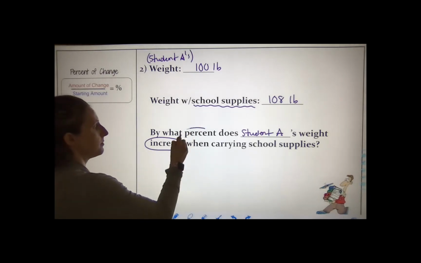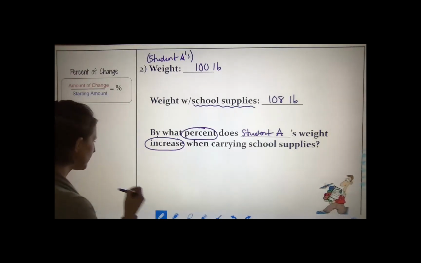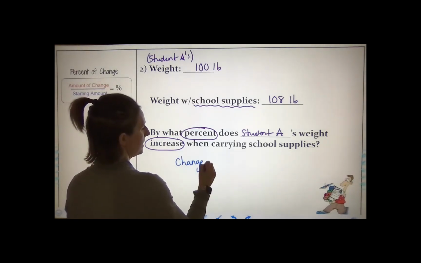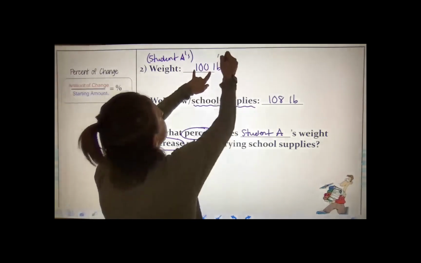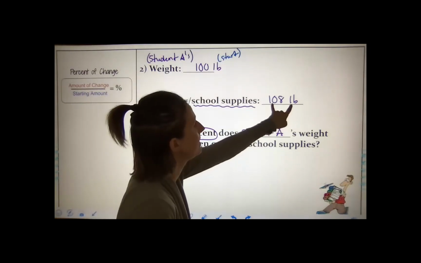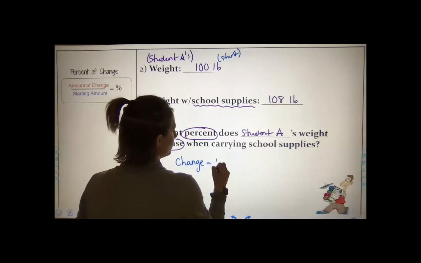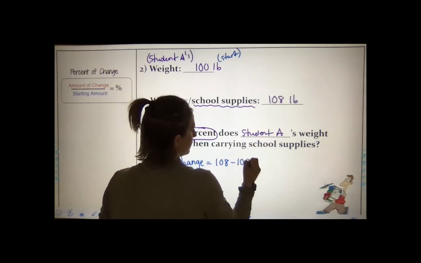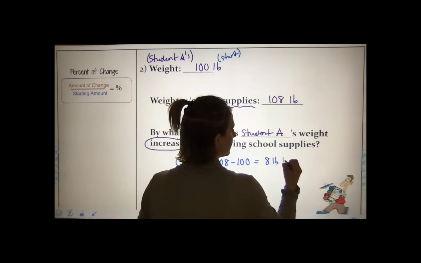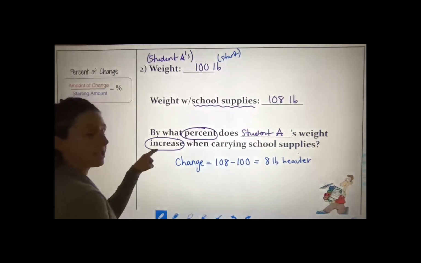So increase, percent increase. We need to figure out what is the percent increase of student A. So let's start by calculating the change in weight. So they started, here's my start value at 100 pounds, but then when the school supplies was added, they weighed 108 pounds. So I'm going to take 108 minus 100. That's going to give me 8. So they're 8 pounds heavier, aren't they, with the school supplies, because it's an increase.